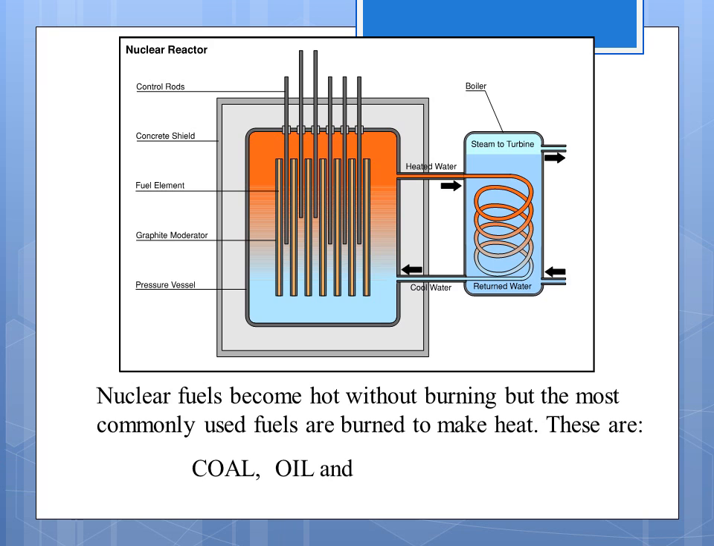Okay, so here's a nuclear reactor, and we have nuclear fuel, which is usually uranium, that becomes hot without burning, and that makes the heat. So it creates steam, and then the rest is exactly the same. Normally your fuels are coal, oil, or natural gas in a power plant, but with a nuclear power plant, you use uranium instead.